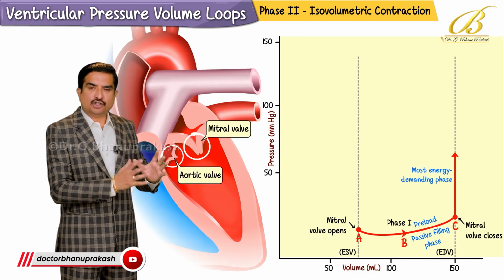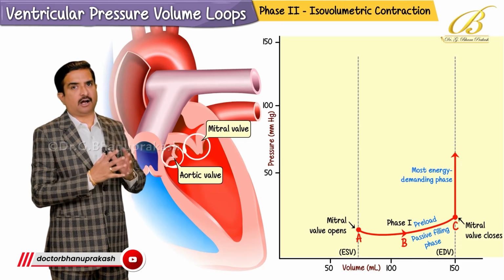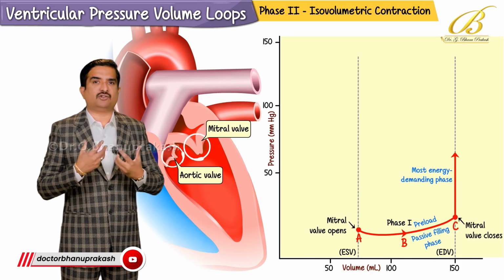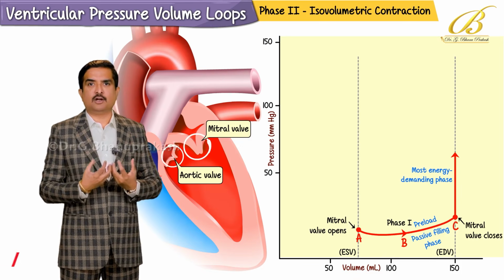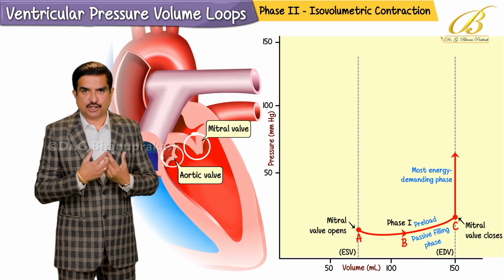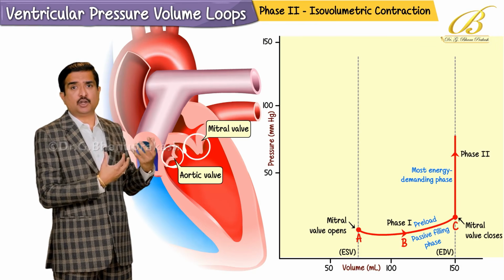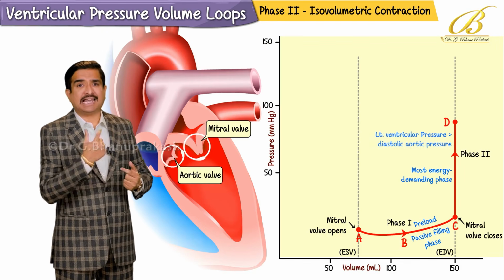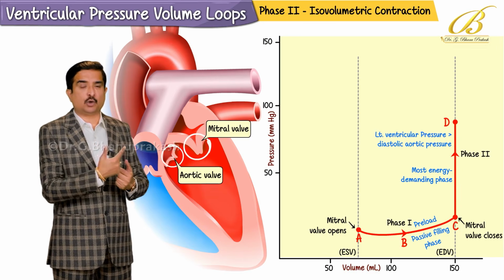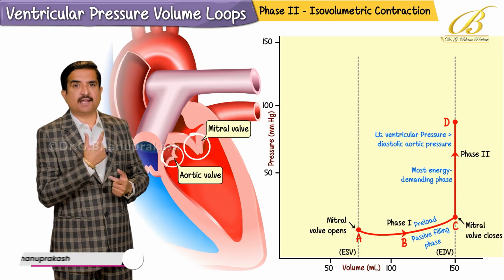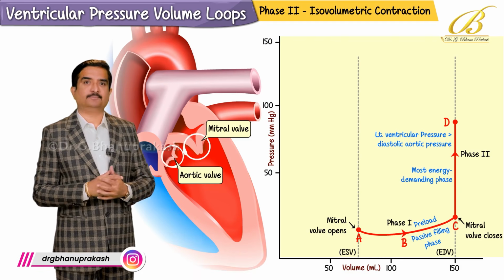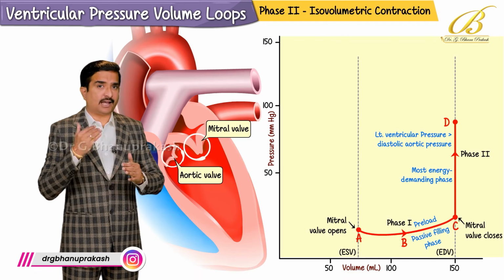So this is the most energy demanding phase of the cardiac cycle because the heart is generating the highest tension while the volume doesn't change. The pressure continues to build until it slightly exceeds the diastolic aortic pressure, which brings us to point D, right? Now we are at point D.